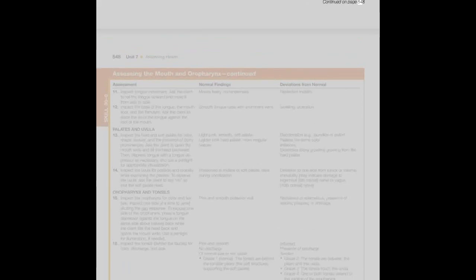Continued on page 548. Assessing the mouth and oropharynx, continued. Skill 30-9. Inspecting the mucosa of the lower lip. Assessment: normal findings, deviations from normal. Ask the client to relax the mouth and, for better visualization, pull the lip outward and away from the teeth. Normal: moist, smooth, soft, glistening, and elastic texture, drier oral mucosa in older clients due to decreased salivation. Deviations: excessive dryness, mucosal cysts, irritations from dentures, abrasions, ulcerations, nodules.